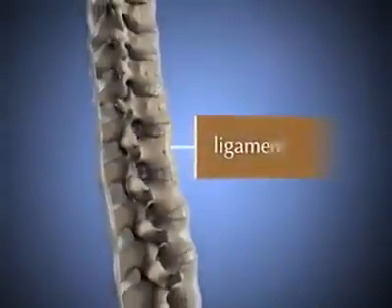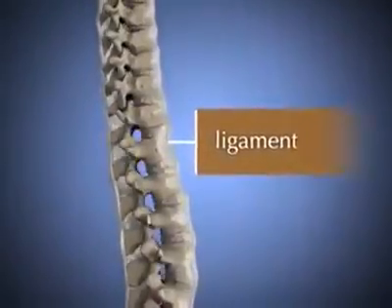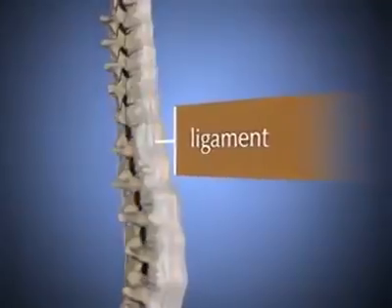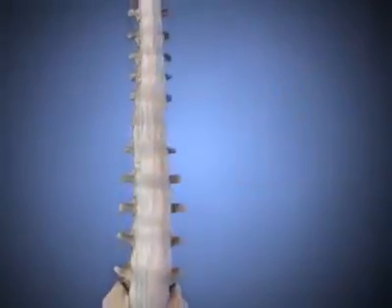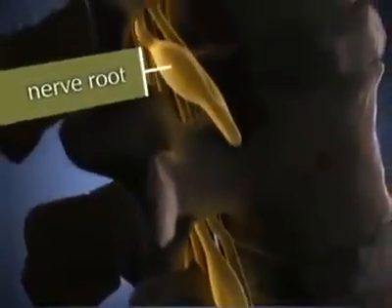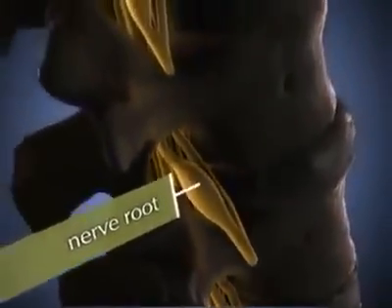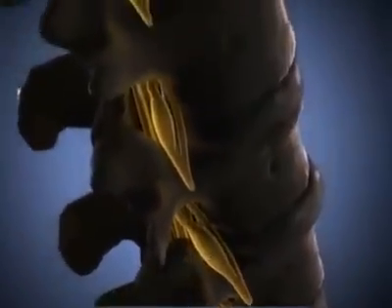Bands of tissues called ligaments and tendons hold the vertebrae in place and attach the muscles of the back to the spinal column. Small nerves called roots enter and emerge from the spinal cord through spaces between the vertebrae.